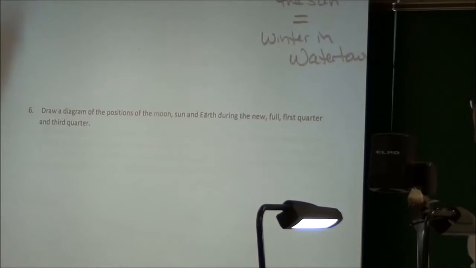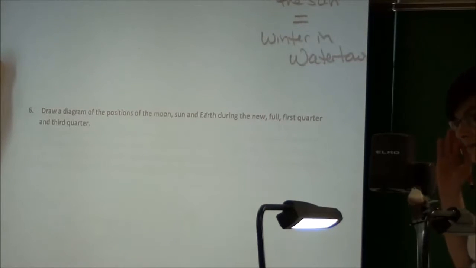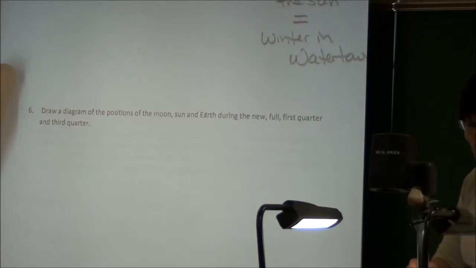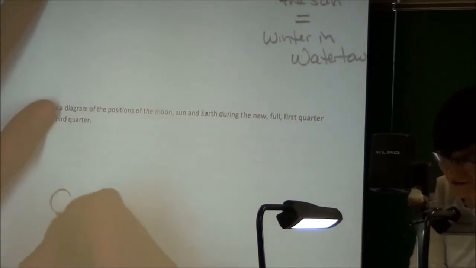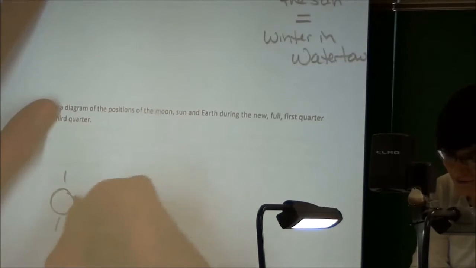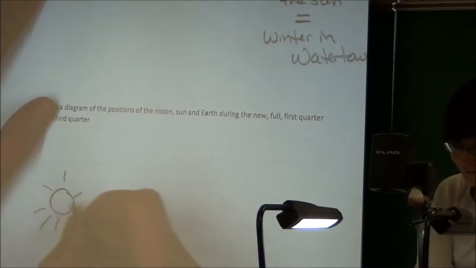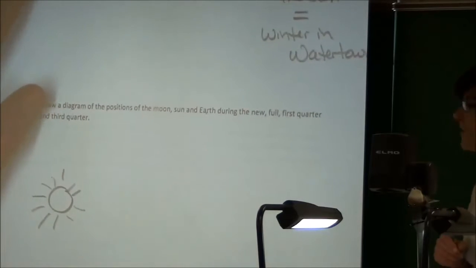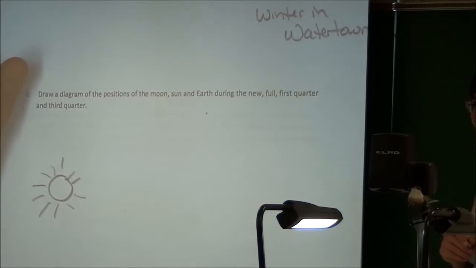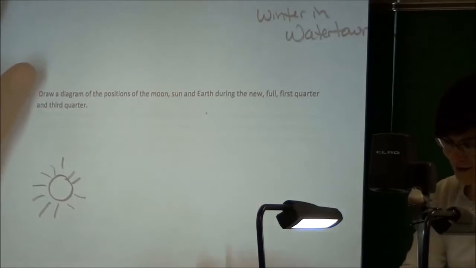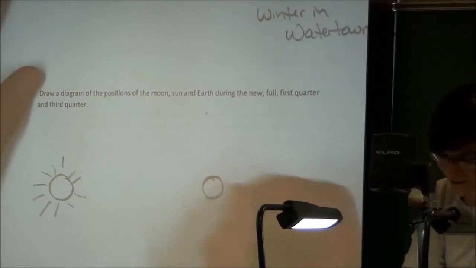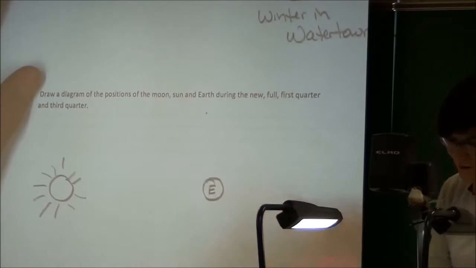Okay, draw the position of the moon, sun, and earth during a new, first quarter, full, and third quarter moon. Now, when I'm drawing this, I'm going to draw the sun. Does it matter which side I put the sun on? Not at all. But everything else is going to be determined by the side I put the sun on. Now, where should I draw earth? In line with it. So here I have earth, and it helps to label it. I'll put an E for earth.